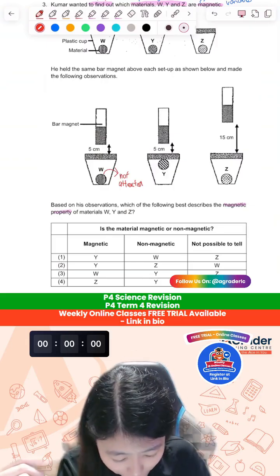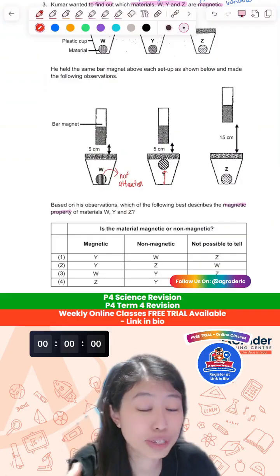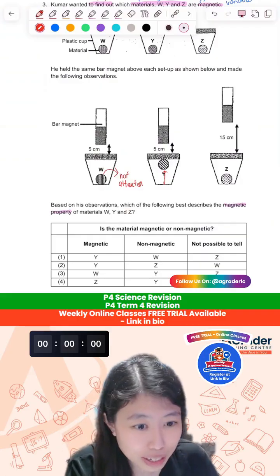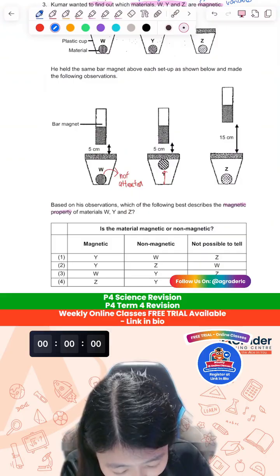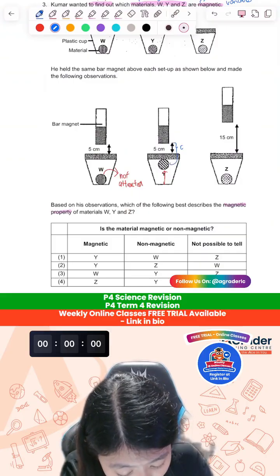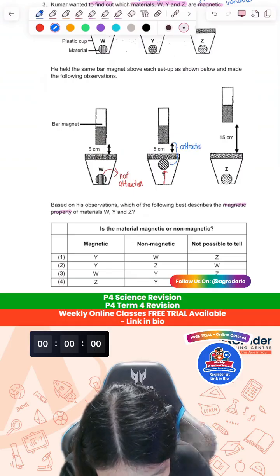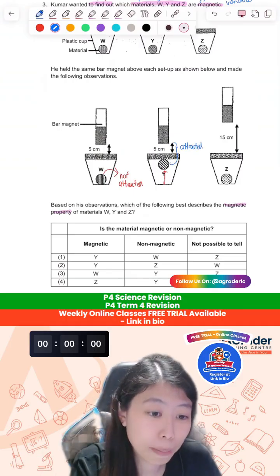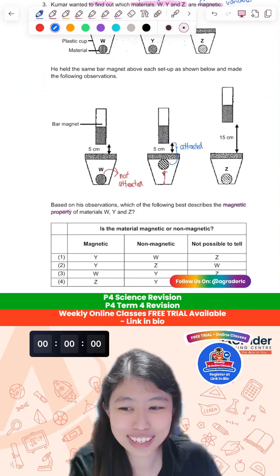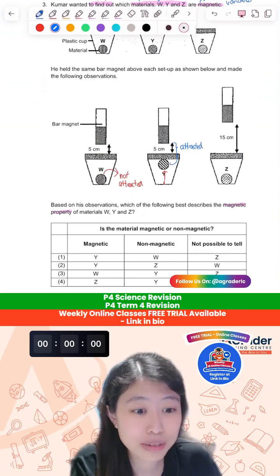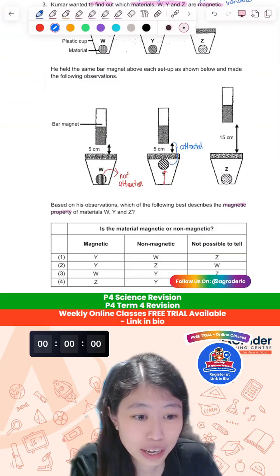Y suddenly is floating like that, right? So if it's floating, basically that means what? It is being attracted. Yes, it's very good. So anything that can be attracted by a magnet, they are what? Can you remember the science concept? Very good.